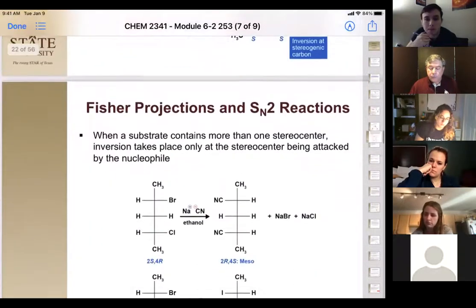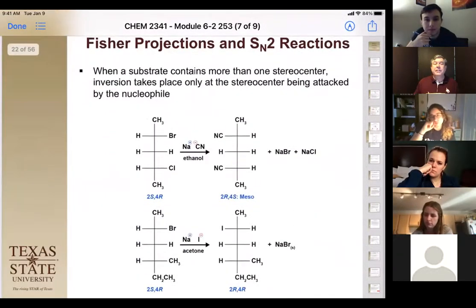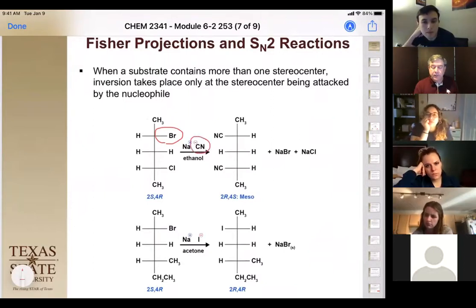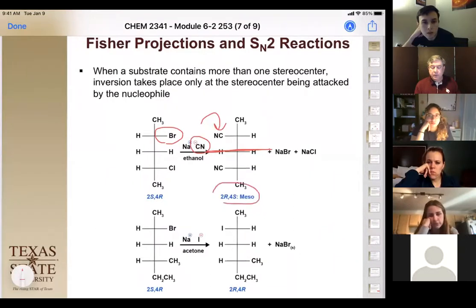Okay, now one of the cool things about Fisher projections is it's really easy to figure out how to draw them because when you have these substitution reactions, if your leaving group is on one side of the Fisher projection, your reactant is going to end up on the opposite side. Okay, so that's our substitution. We're not creating a mirror plane here. We're creating an actual inversion of that stereocenter, so it looks like we're creating a mirror plane. And in this case, we actually made something with an internal plane of symmetry, making it a meso compound.